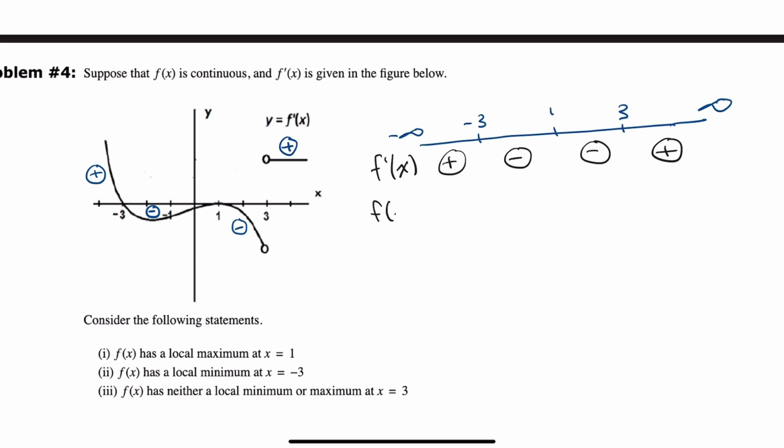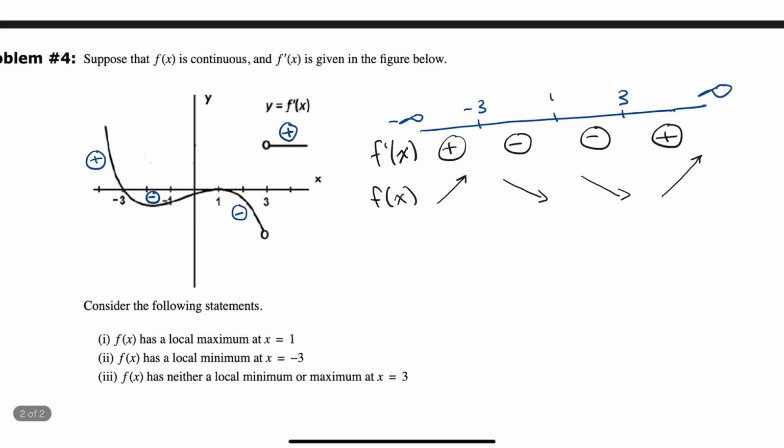And so what can we say about f of x from all of this information? Well, if the derivative was positive between negative infinity to negative 3, that means that the original function must have been increasing for that interval. Now, from negative 3 to 1, it was negative, so the original function must have been decreasing for that interval. Likewise, from 1 to 3, it is also negative, so it still stays decreasing. And from 3 to positive infinity, the derivative is positive, and that means for that interval, f of x must be increasing.